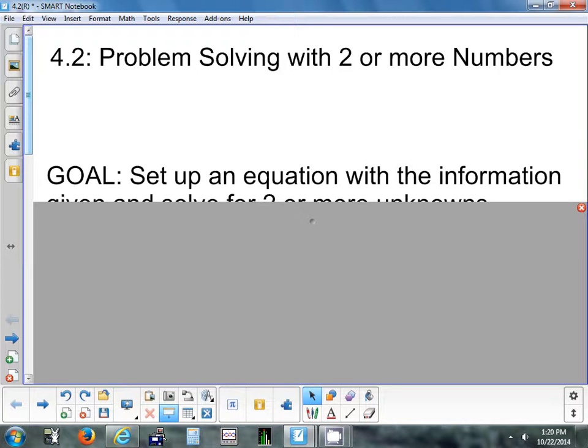So we're not just going to say that Pat's age is twice John's age. We're going to find out how old is Pat, how old is John. So they're going to give you one extra piece of information.